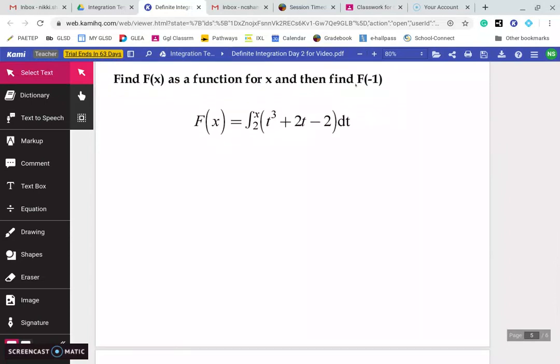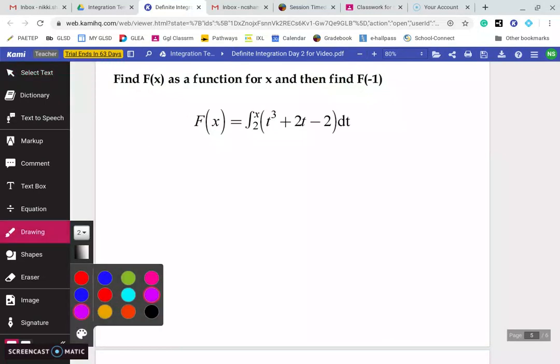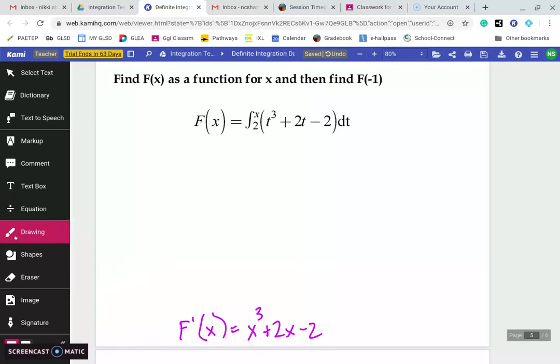Okay, so now this one is not finding the derivative. So I can't use my second fundamental theorem of calculus because I have to find capital F of x, not f prime. If they were asking me for f prime of x, and I'm going to write it down here at the bottom, if they were asking me for f prime of x, then I could just plug right in. This is continuous, everything is good. It would be x cubed plus 2x minus 2. I would be fine with that. But they're not asking for that. Instead, they're asking for f of x.